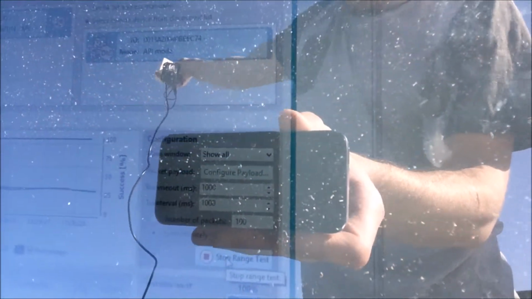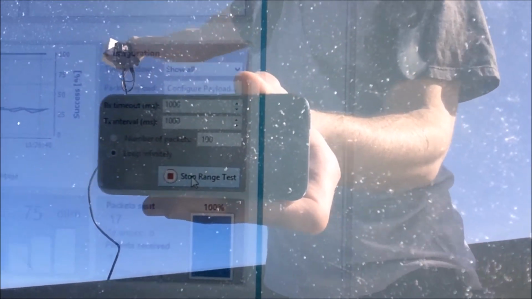And you can see we have an attenuation of about negative 76 decibels, and we're receiving 100% of the packets that we're sending. 11 out of 11, 12 out of 12. 100% of the packets sent are received at a distance of 4 miles.